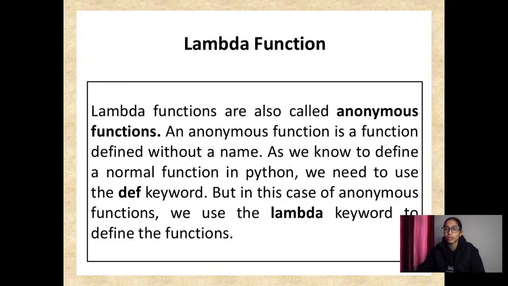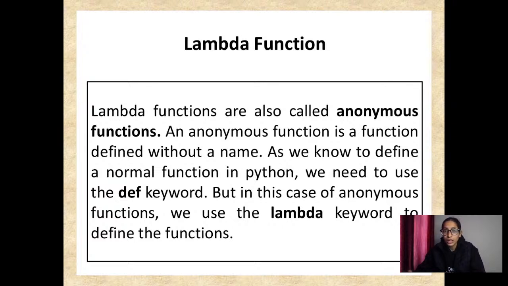What is a lambda function? A lambda function is a small anonymous function. This lambda function can take any number of arguments, it doesn't depend on how many. It can take any number of arguments, but it can only have one expression.